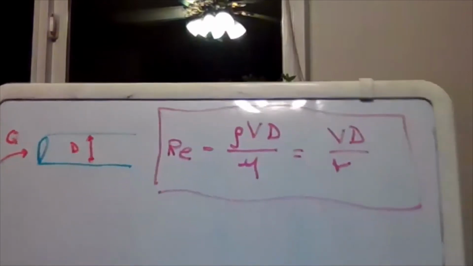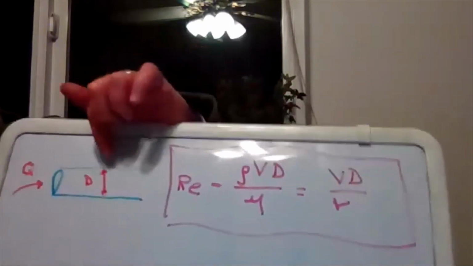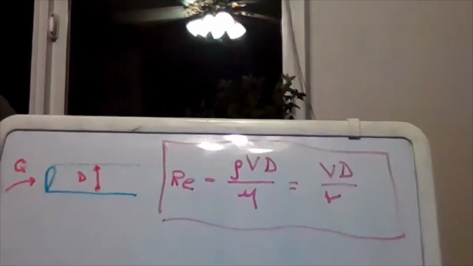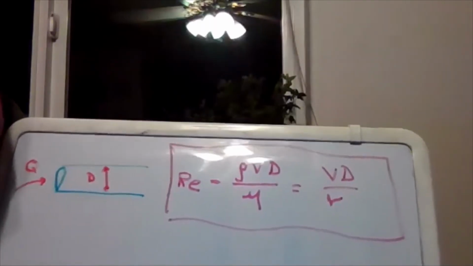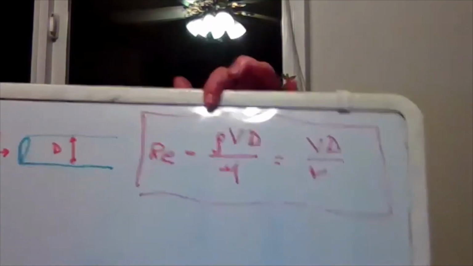Then, given two flows that sound very different, like maybe one's engine oil and maybe one's air, with different diameters and different volumetric flow rates, if the Reynolds number turns out the same, the nature of the flow, the degree to which it's turbulent, and some other factors involved are going to be identical. So this is a very fundamental and helpful calculation.